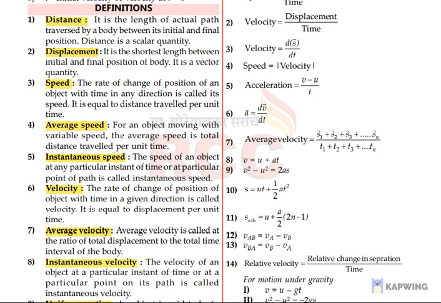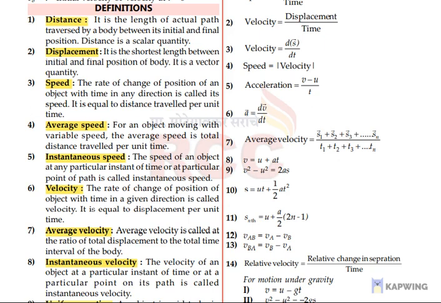Average speed. For an object moving with variable speed, the average speed is total distance traveled per unit time.